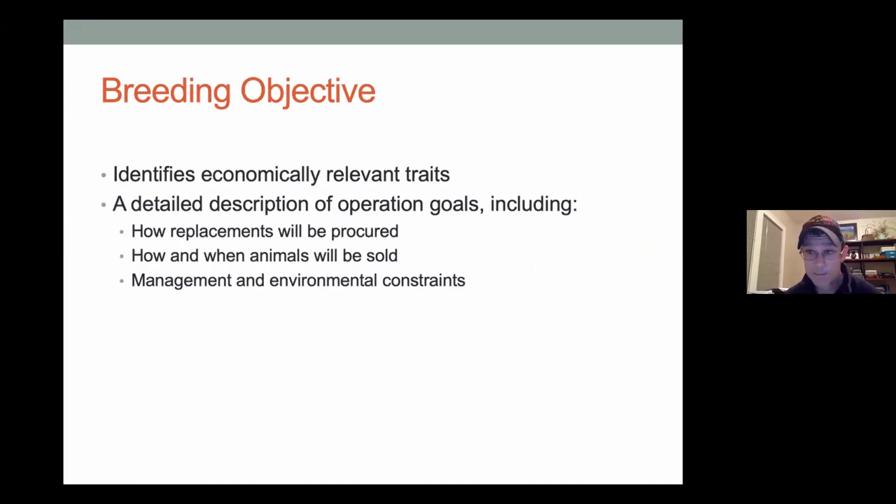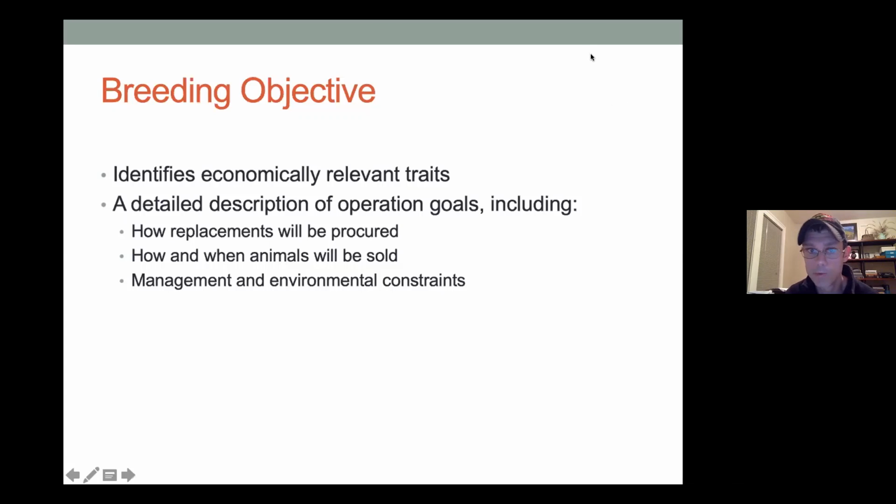As I think about bull selection, it all really starts with a breeding objective. And a breeding objective isn't something, in my opinion, that you put together the night before the sale when you're headed out to try to buy bulls the next day. A breeding objective is something a lot more core to your enterprise. It identifies what I call economically relevant traits. Those are the traits that are directly tied to a source of cost or directly tied to a source of revenue. And it identifies those by creating a detailed description of what the operational goals are.